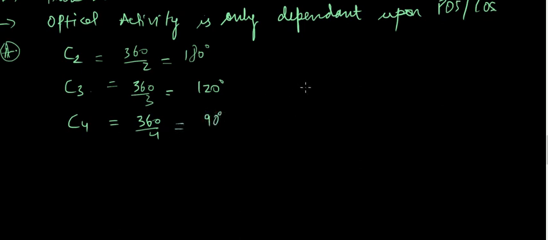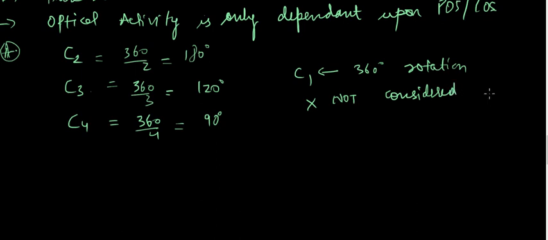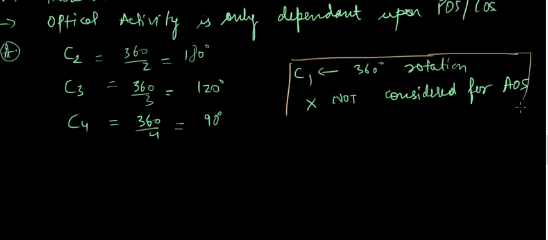Okay, so we won't be considering C1 axis of symmetry because every compound can be rotated through a C1 axis of symmetry. Why? Because C1 is a 360 rotation of a compound, hence C1 is not considered for determining whether the compound has axis of symmetry or not. Okay, this is a confusion many students have, whether C1 would be considered for axis of symmetry or not. It won't be considered.